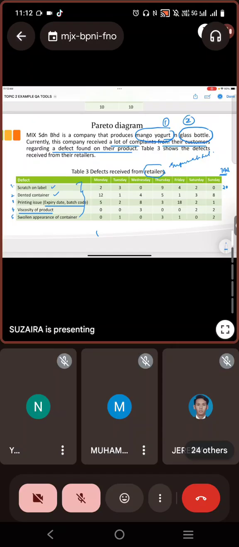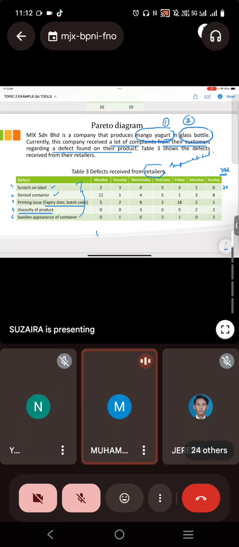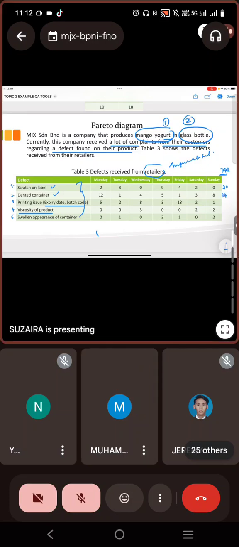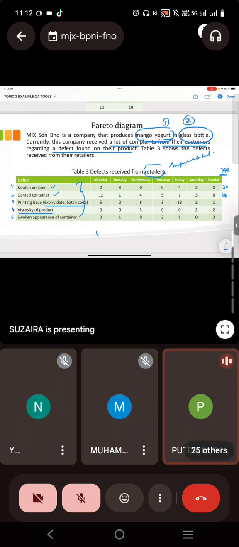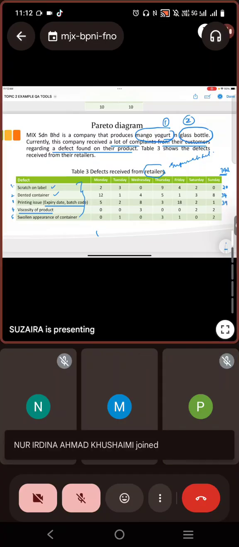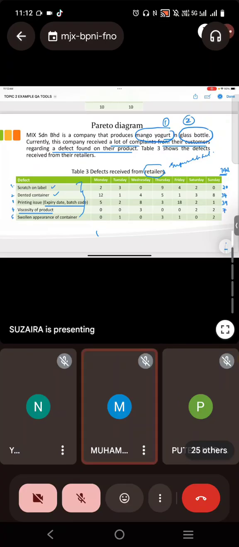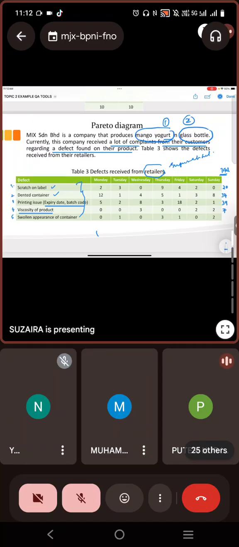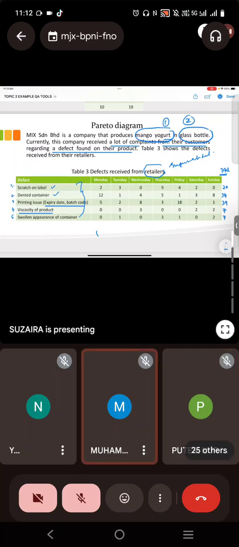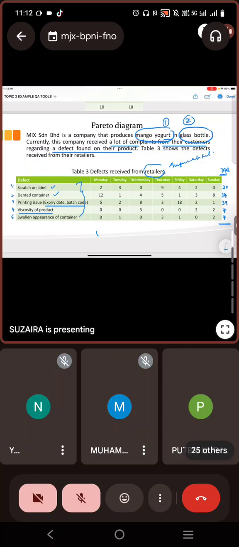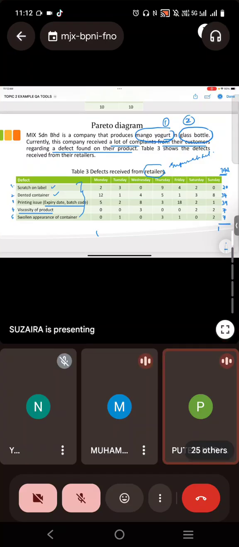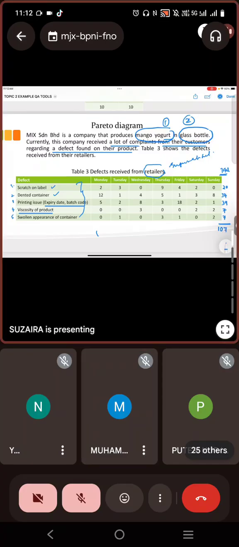Okay. The second one, dented container. Dented container, how many? 34. Okay. And then printing issue? 39. Viscosity of product? 7. And the last one, swollen appearance? 7. Okay, so total up, how many do you have here? 107. Okay.